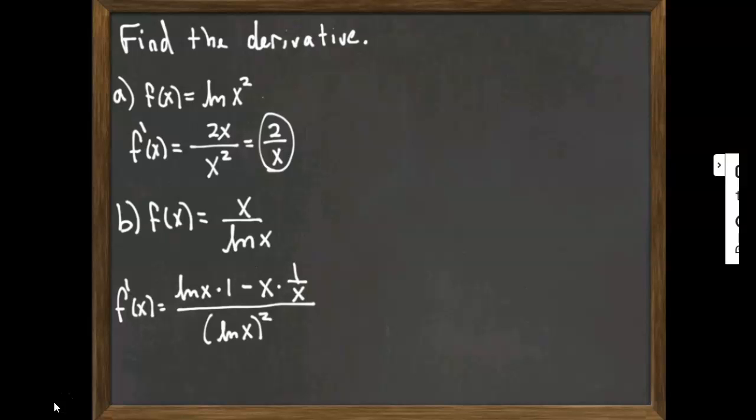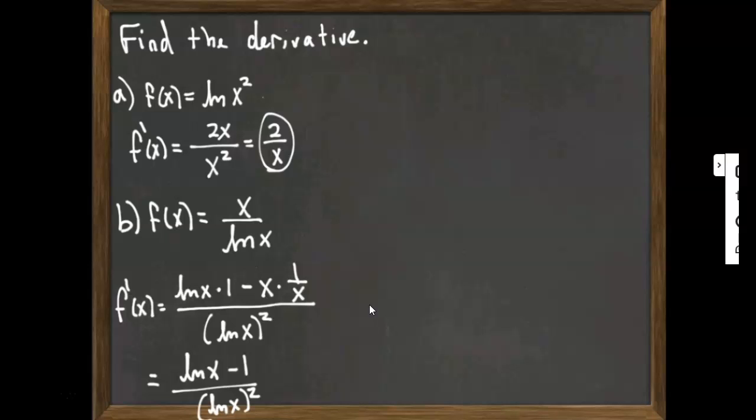And then we just go through and simplify. ln of x times 1 is just going to be ln of x. x times 1 over x, they're going to cancel out. That's just going to be 1. So we're going to have ln of x minus 1 all over ln of x quantity squared.